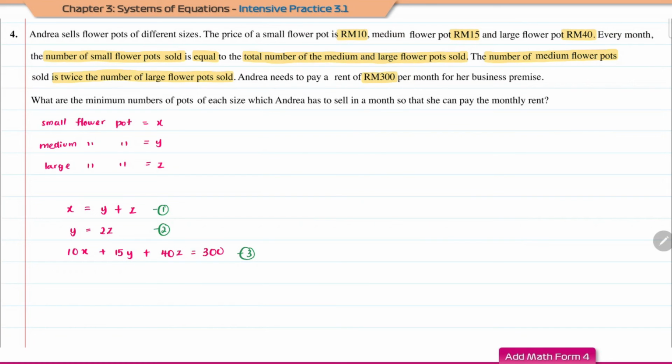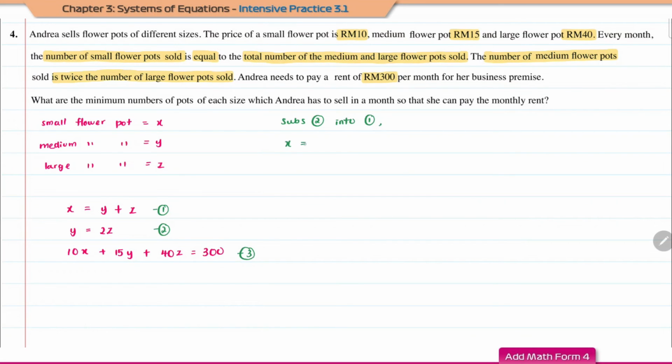So here I'm just going to use the substitution method, as I already have x or y as the subject of the formula in equations 1 and 2. So here I'm going to use equation number 2, and I'm going to substitute it into equation number 1 and equation number 3. First, I'm going to substitute equation number 2 into equation number 1.